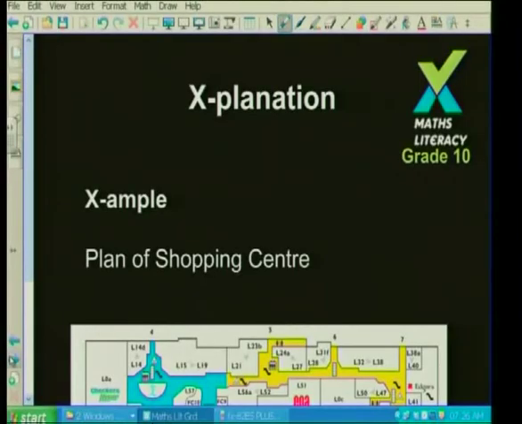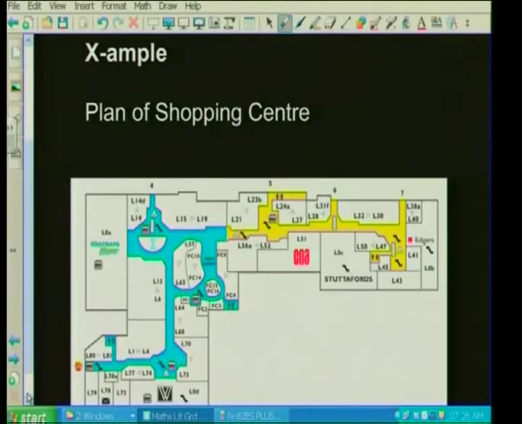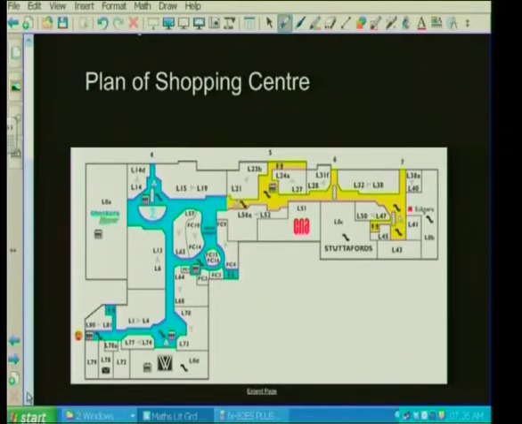Well, there we have a good example of a seating plan. Let's go on and have a look at another example quickly. And we see here we've got a floor plan, or a plan of a shopping centre. These are very common if you go to most malls today. All of them will have dotted around the mall, usually at the entrances where you come in, a place where you can see the different shops and how they are arranged in the mall.